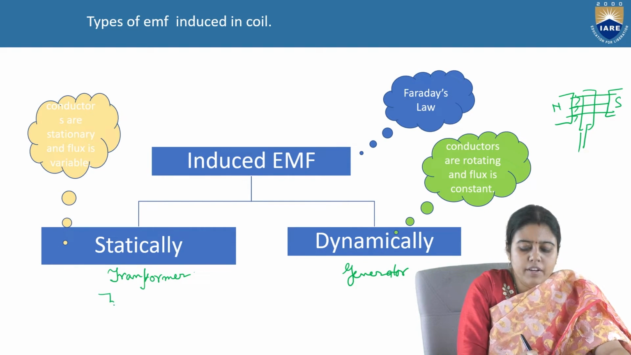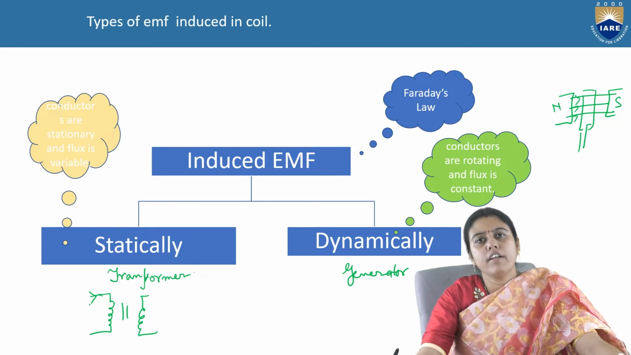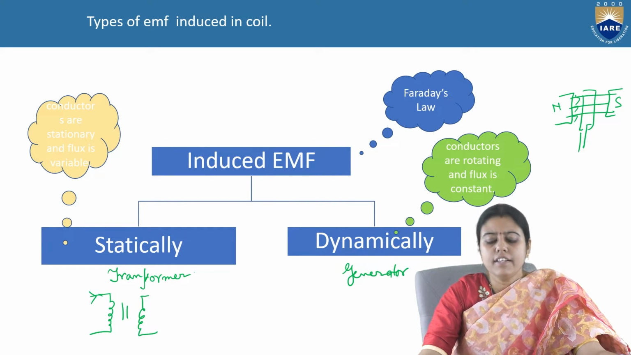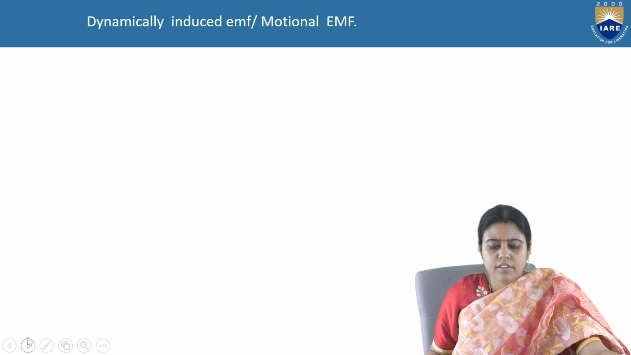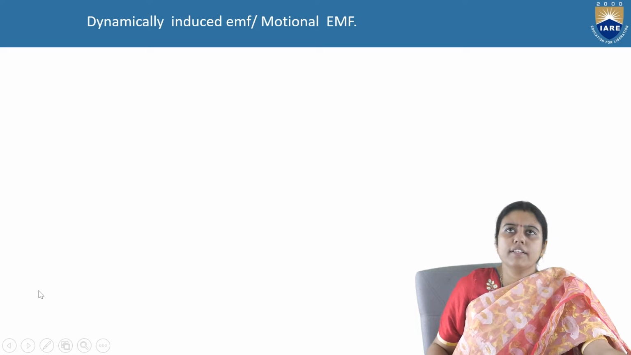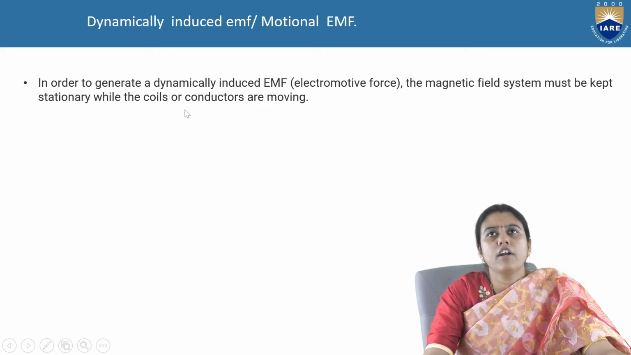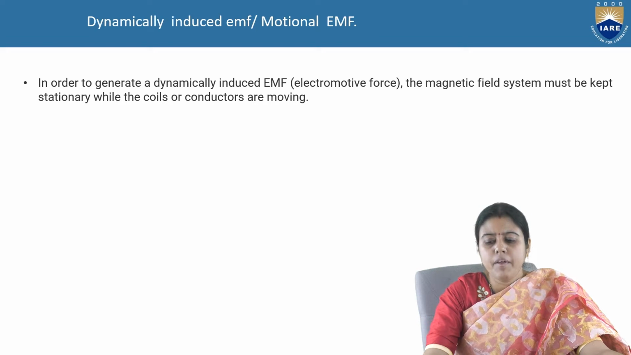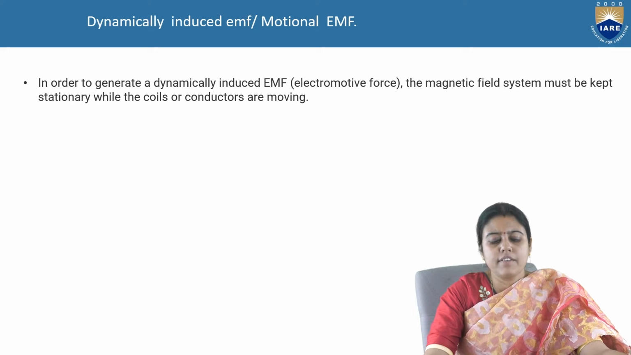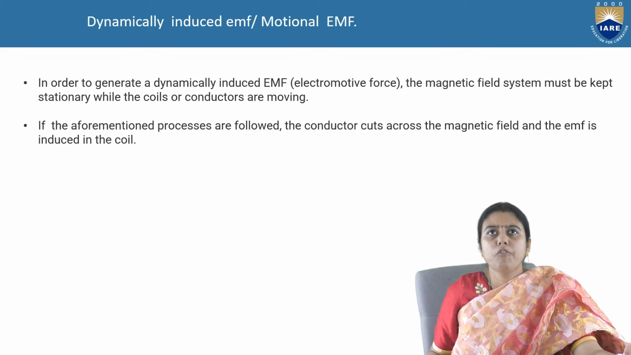But in the case of the transformer, the coils are fixed. We are giving the AC current and whatever the flux is generating, that is variable. Next is what is the dynamically induced EMF or motional induced EMF? In order to generate the dynamically induced EMF, the magnetic field system must be kept stationary while the coils or conductors are moving.